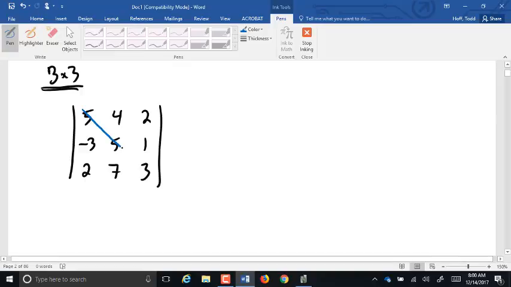So going down, I have 5 times 5 times 3, which is 75. Then I start from every entry in the top row, I start a down diagonal. I do 4 times 1. Well, what do I do down here? You ever play the game Asteroids? You ramp off the side of the screen and you appear on the other side magically like that. 4 times 1 times 2.